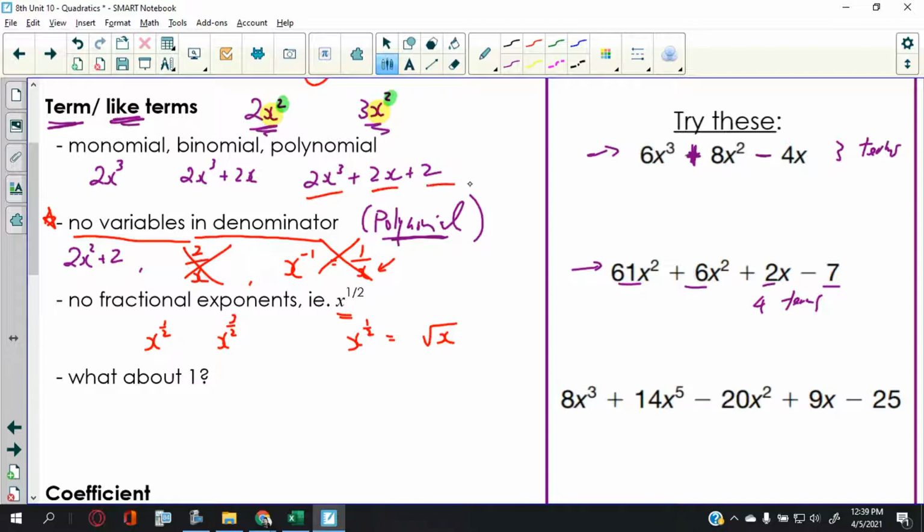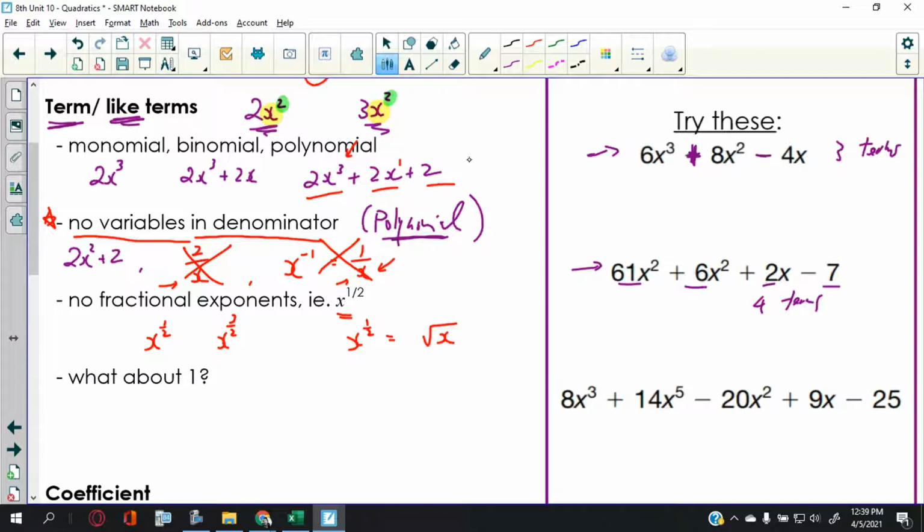Terms, no fractions, no variables in the denominator, like so. All right, and no fractional exponents. Okay, now that's a 1, right?